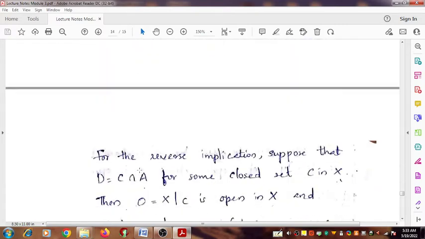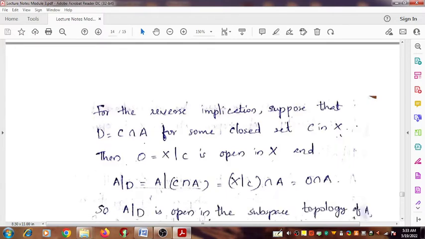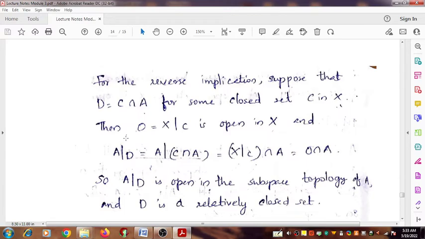Okay, next, to prove the converse, the reverse implication, we suppose that D equals C intersection A, where C is a closed set in X. Since C is closed in X, if we subtract C from X we get an open set, and that set is taken equal to O. So O equals X minus C, which is open in X.